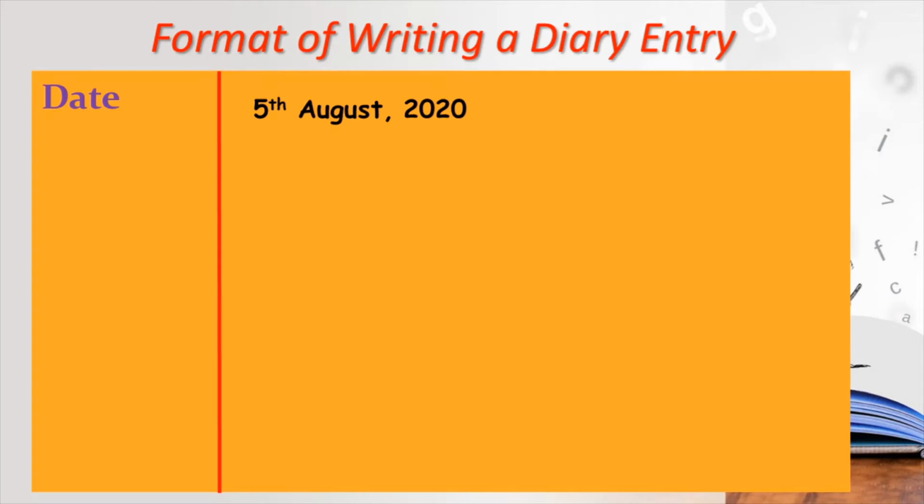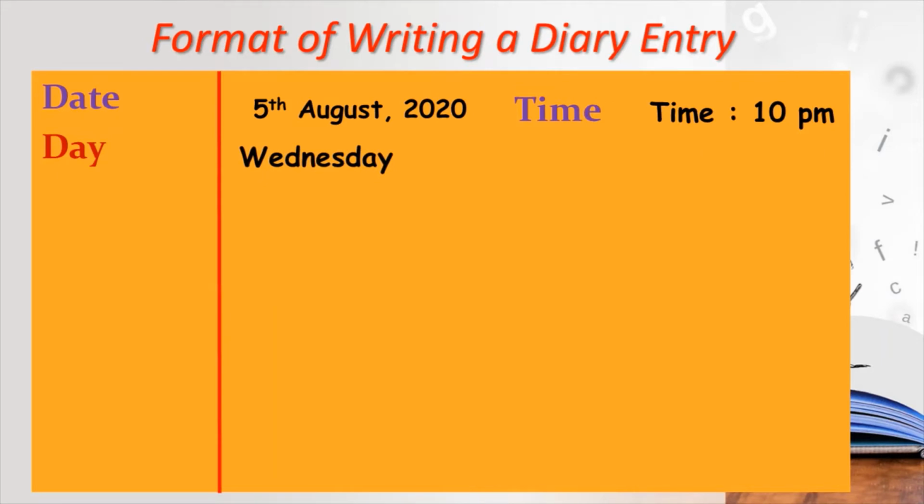On the same line at the extreme right, we write the time. Since the entry is made in the diary at the end of the day, the time is always mentioned in PM. After writing the date and time, in the next line, we write the day. Again, remember to begin the day with a capital letter. These three things constitute the heading of the diary entry.